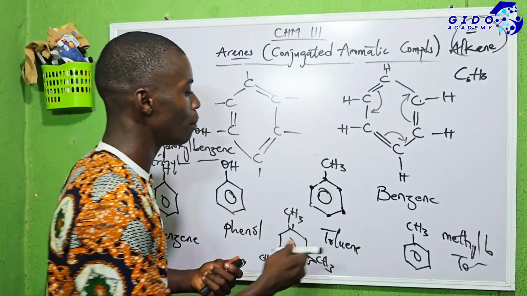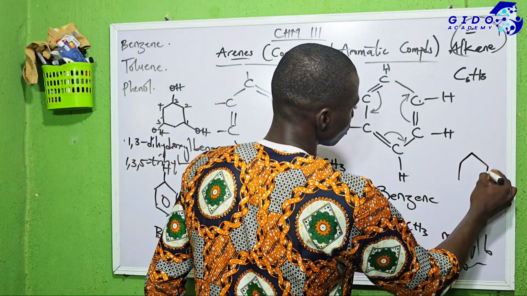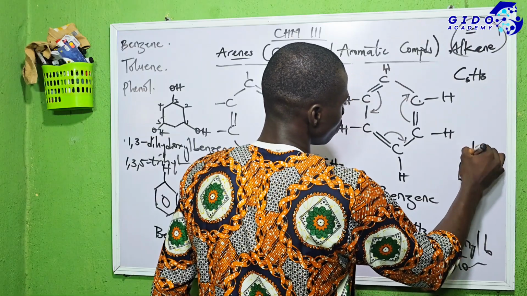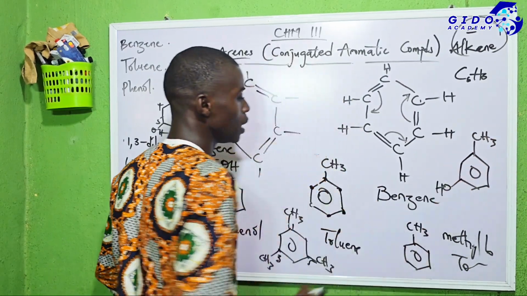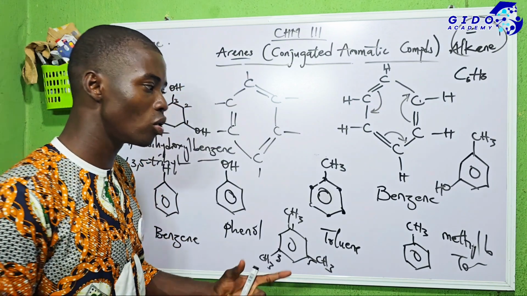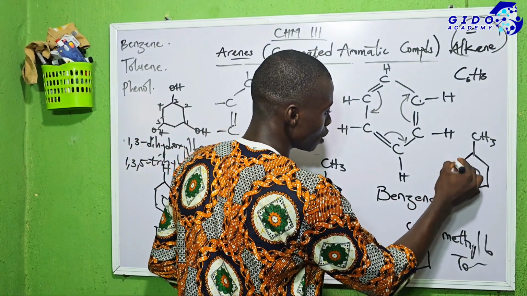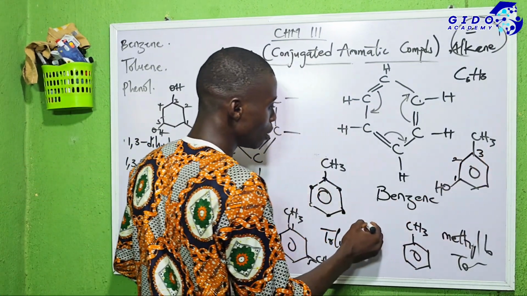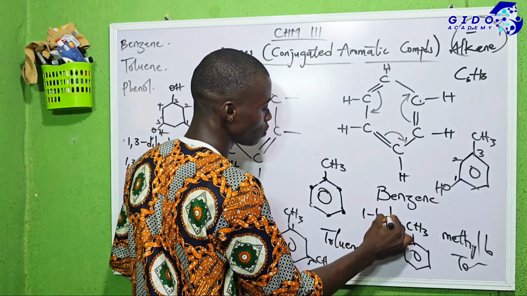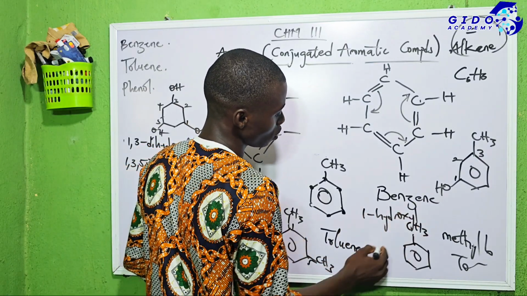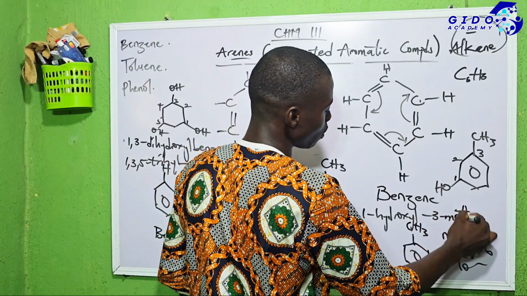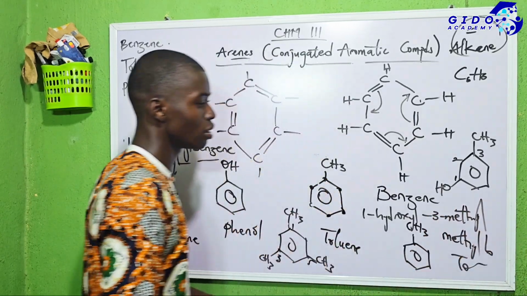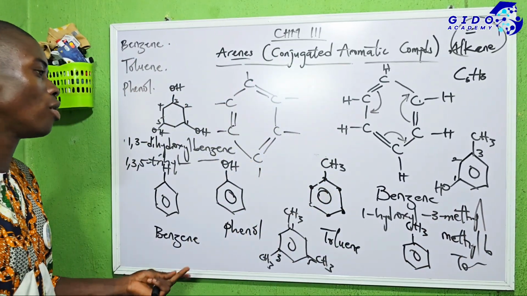What about the situation whereby you have something like this? Here is CH3, and here is what? Is OH. Please give a higher priority to the OH. So you are going to start naming the OH first, 1, 2, and here will be 3. So the name will be 1-hydroxy, then 3-methyl what? Benzene. So that's how you name compounds like this.